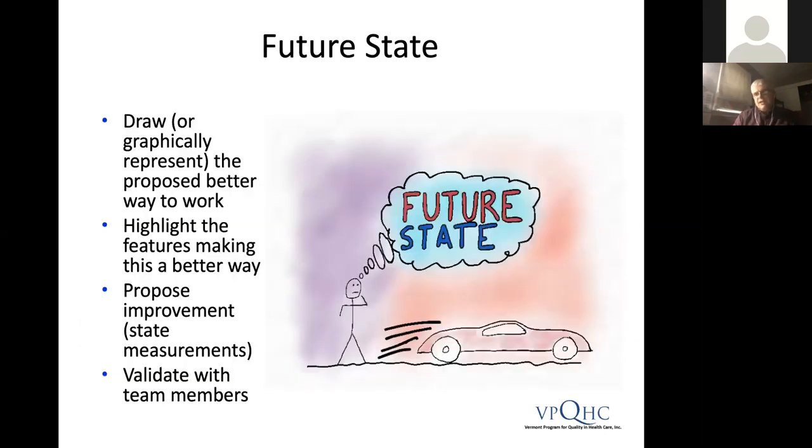Of course, putting those countermeasures in place is going to generate a future state for this workflow. So it helps to be able to graphically represent or draw what's going to happen to this workflow once these countermeasures are put in place, and highlight those features making it a better way, and validate that with team members as you go through. It's important from a vision standpoint to have that future state there so that people can understand what you're trying to achieve and how you're trying to actually make that happen.